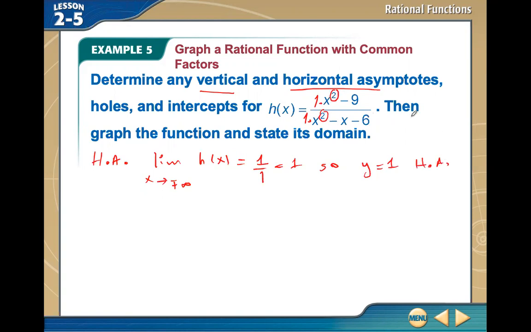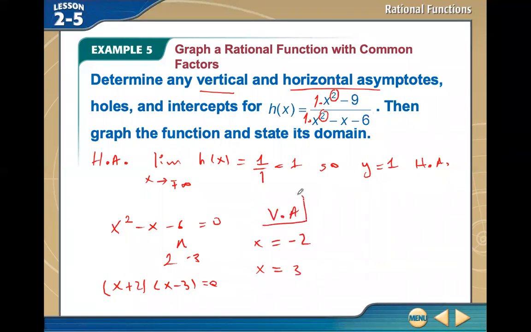That's finished. Now vertical, be careful now. If you say directly this, x squared minus x minus six is zero, and then two and three, negative, I think. Two times negative three is negative six, two plus negative three is negative one. So x plus 2, x minus 3 equals 0. So x is negative 2, x is positive 3, vertical asymptote. You may say this. Till here, do you have any question? Since negative 2 and positive 3 make the denominator 0, the function will be undefined. That means we have vertical asymptotes.